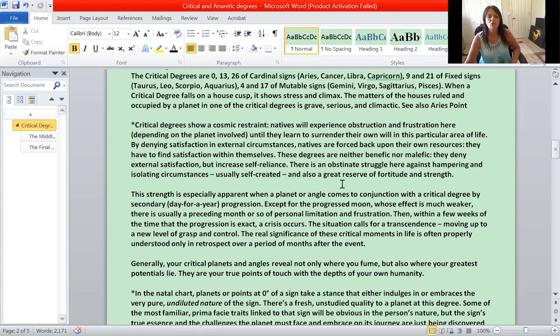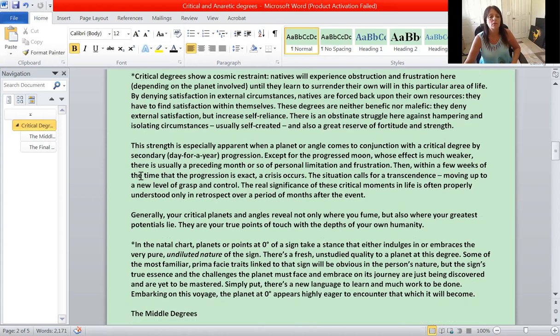Okay, there is an obstinate struggle here against hampering and isolating circumstances, usually self-created, and also a great reserve of fortitude and strength. The strength is especially apparent when a planet or angle comes to conjunction with a critical degree by progression. Okay, so this is what I was saying, like if your sun comes into 13 degrees Aries, it progresses to that, or any other planet, you know, going into that area. Except for the progressed moon, whose effect is much weaker because it moves so fast.